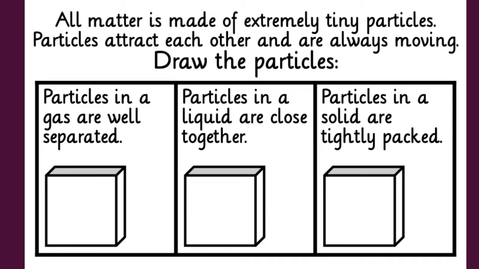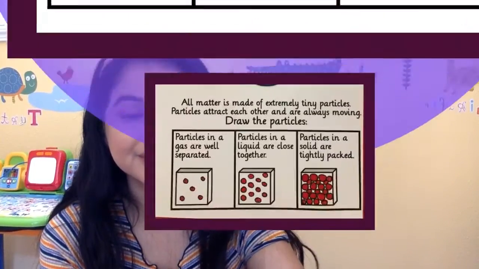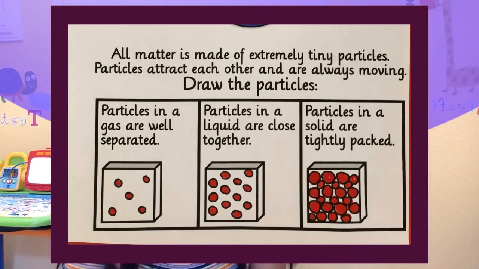The last box says particles in a solid are tightly packed. How do you think we will draw particles in this box? Good, very close together, touching each other. This is what particles look like in each state of matter. Great job, friends.